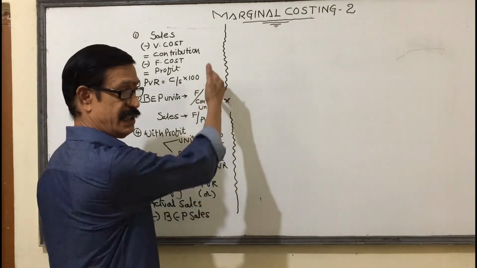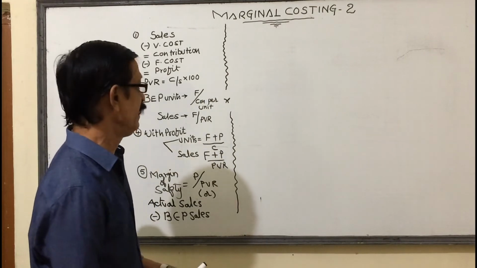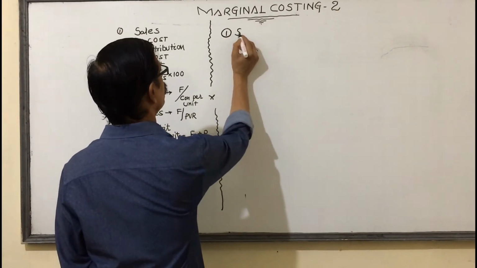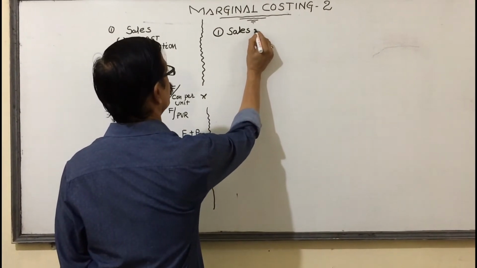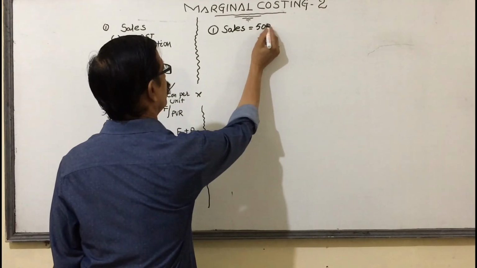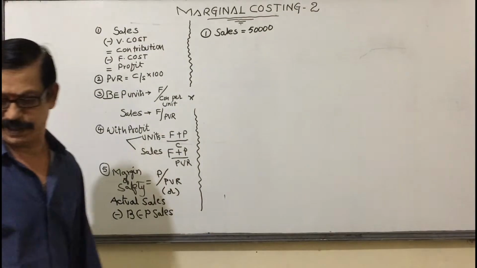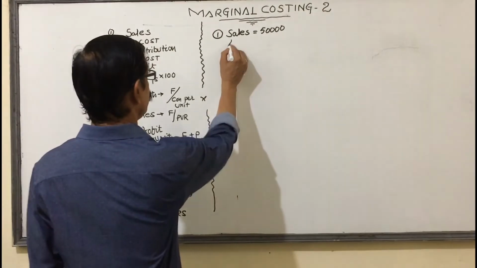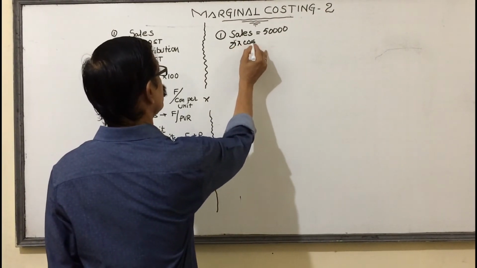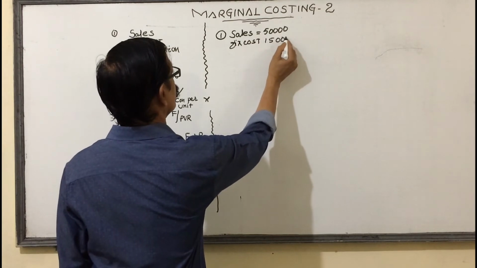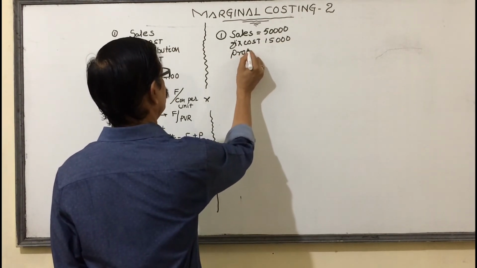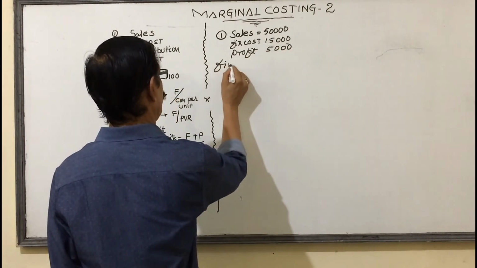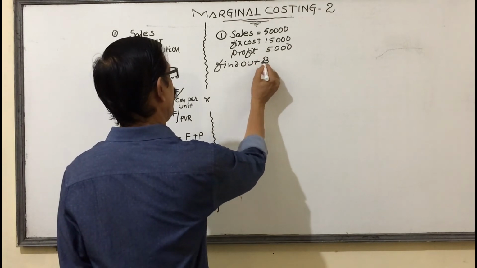Well, dear students, once again, these are the formulas required for this topic, and I am going through problems. Number 1. Sales is equal to 50,000. Fixed cost is equal to 15,000. Profit 5,000. Find out break even point.